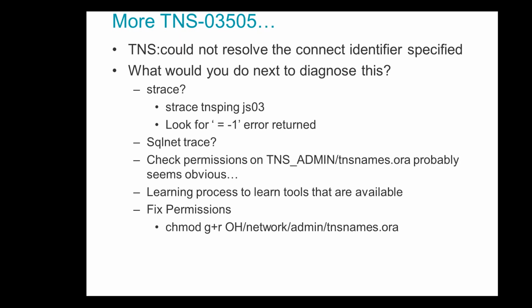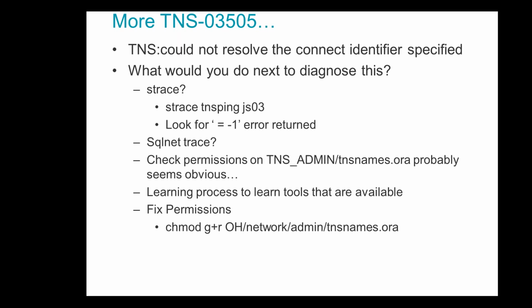So let's say that you've tried this. Could not resolve the connect identifier. You know the database is there, you're using the right name, everything appears to be correct. Probably the first tool you think of to use next is not strace, but you can use strace to find some very interesting things from tnsping. So when you use strace, if you've used it at all, you know that it returns quite a bit of output. But what we're going to look at initially is for errors to be returned, and these can be identified by the equal -1 being returned, which is an error.